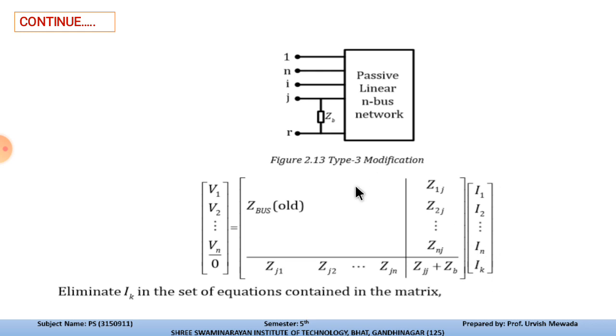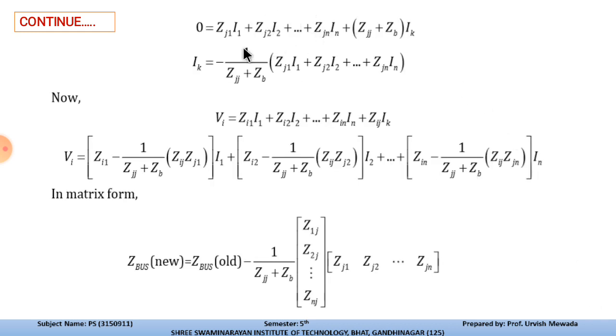Now here we eliminate Ik from the set of equations contained in the matrix, because we have considered Vk is equal to 0. So 0 is equal to V is equal to Z into I, with Zj1, Zj2 and Zjn up to the kth bus. From this we can make Ik the subject. So Ik is equal to, the equation becomes, 1 upon Zjj plus Zjb into this whole term: Zj1 into I1 plus Zj2 into I2 plus, and so on, up to Zjn into In.